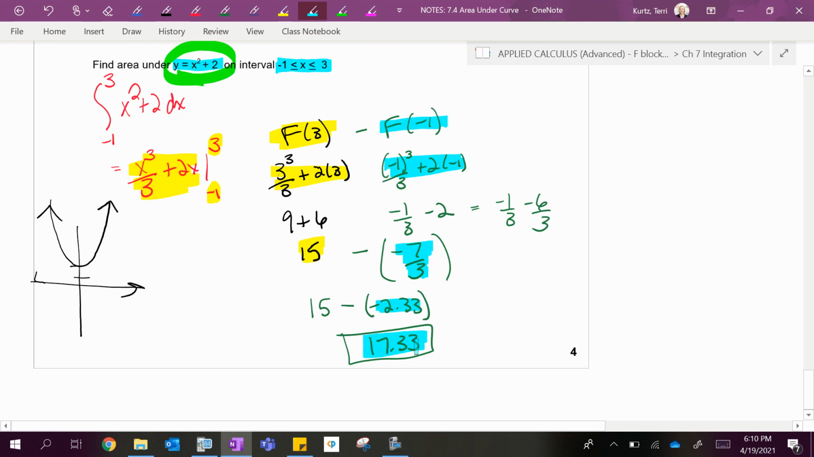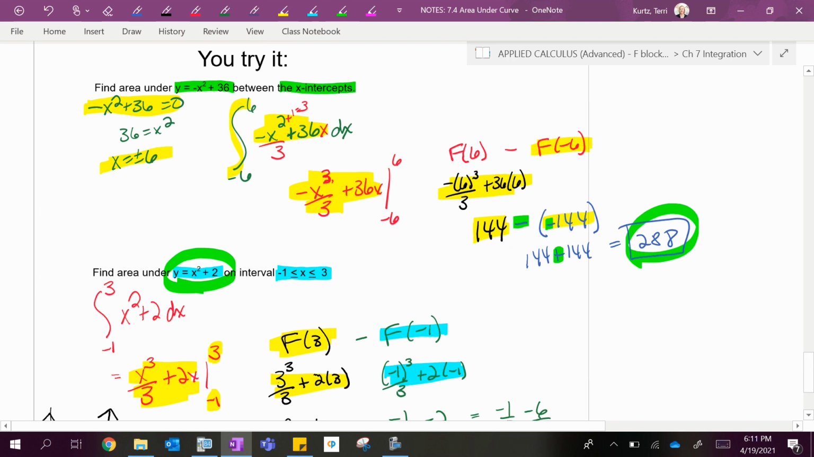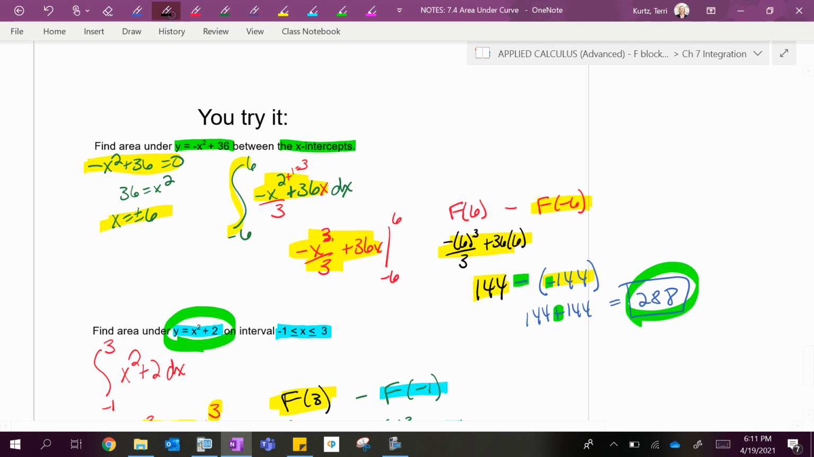So again, if you were looking at a rough sketch of the graph, we were looking at the area between the x-axis and the curve from -1, which is like maybe right here, to 3. So the area we're computing is actually this area right here, from -1 to 3. If we looked up here at this area, again, you don't need to graph it. I'm just trying to give you all the visuals of what this looks like.